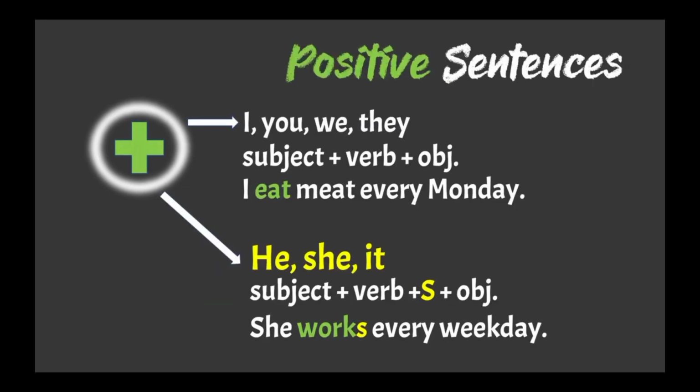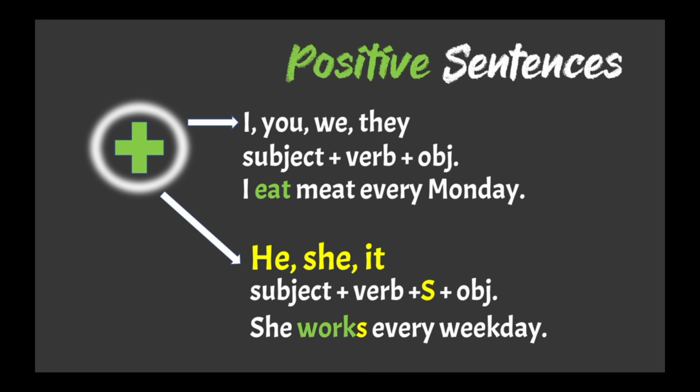Now, what happens with the positive sentences? This is where it gets a little complicated. So, for I, you, we, and they, the pronouns, so that would be the subject, then we need the base of the verb, no change, plus the object if you have an object. For example, I eat meat every Monday. So that's a time expression. I eat meat every Monday.